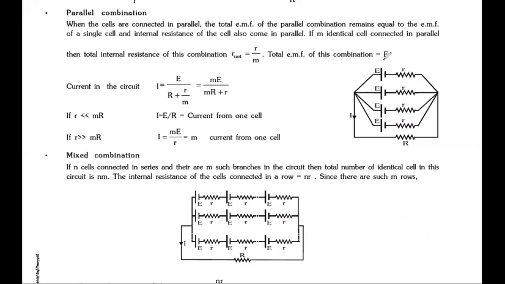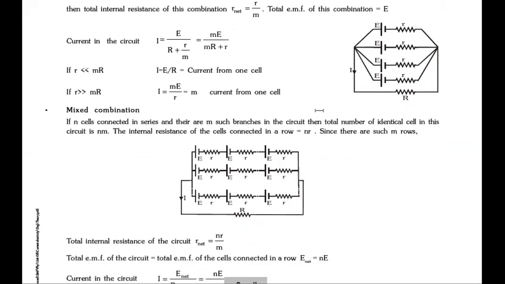Now next is mixed combination, meaning it has both series and parallel. So think about it, everyone. Let us think about the very basic concept, since it has both series and parallel. So let us talk about only this one. In this, suppose we have n batteries and n resistors.